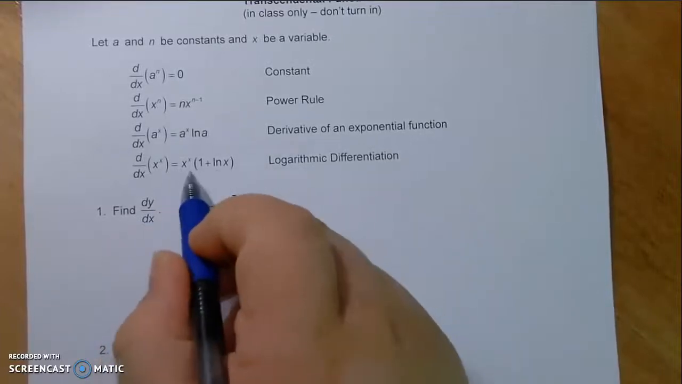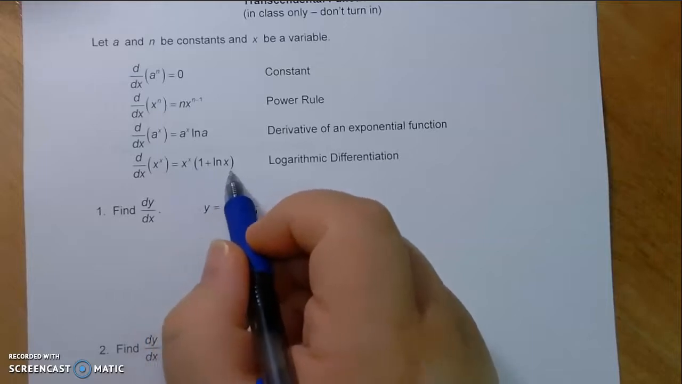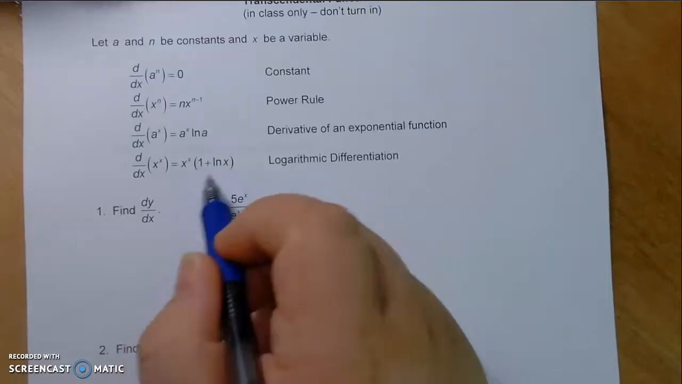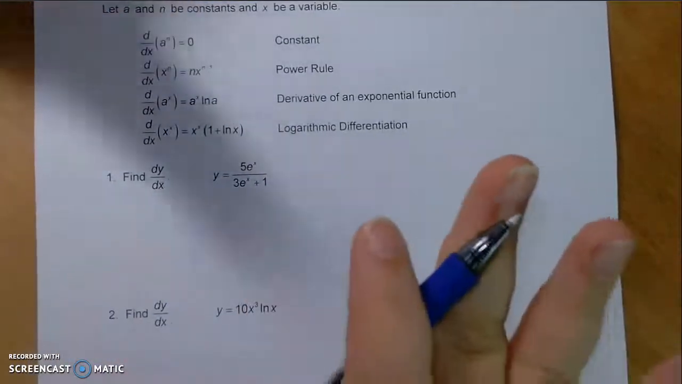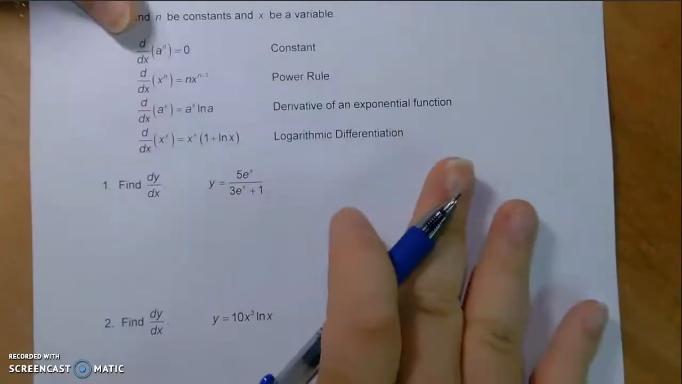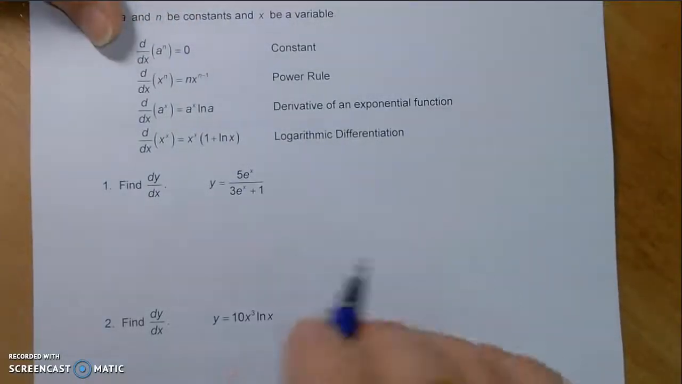I went ahead and put this here, x to the x times 1 plus natural log of x, because we did that in notes earlier. You don't have to have that memorized. I just put that there. So we're going to do this review in two parts. I'm going to do the derivatives first, and the second part will be the integrals. So let's get started here.